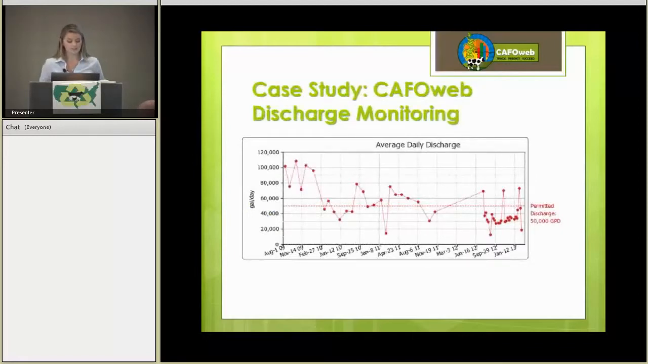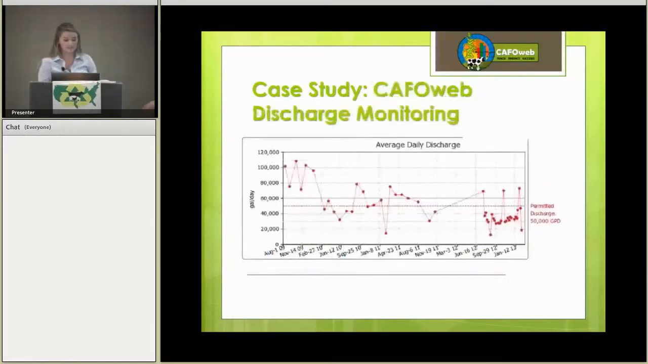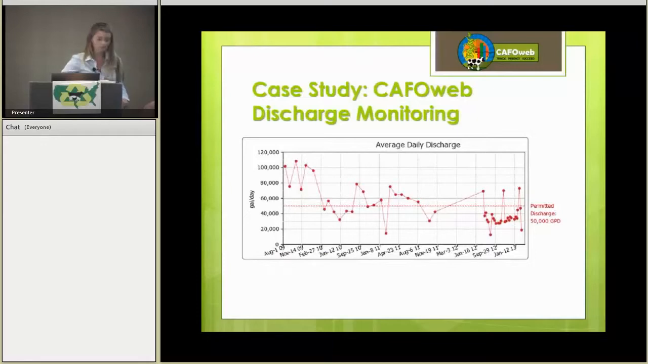In this first case study, we are looking at the average daily discharge report. This report analyzes the green water leaving the barn. The dashed line, I don't have a pointer, so sorry, but the dashed line is the permitted amount the dairy is allowed to discharge. On this dairy, CAFOweb was implemented in July 2012. So you can see that where it dips down. So before that time, before they started using CAFOweb, they were frequently, as you can see, above their permitted discharge amount.